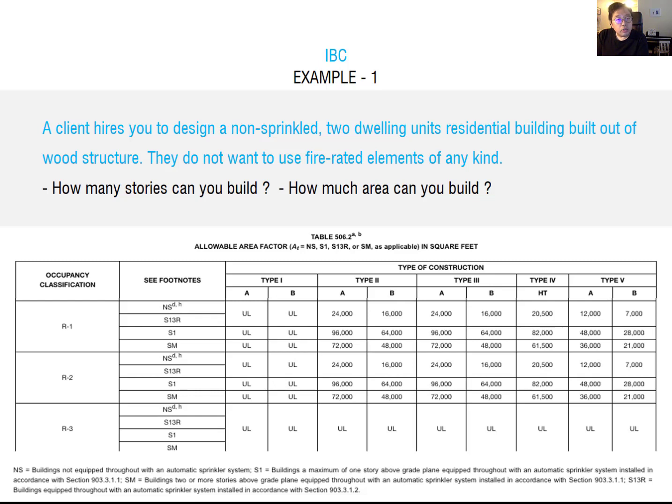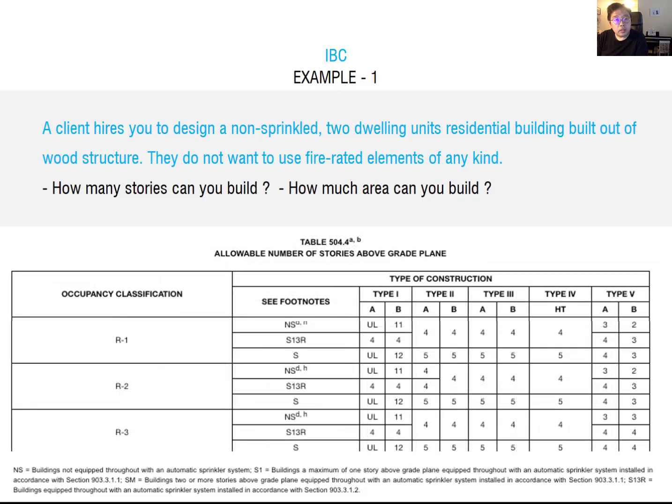So for your understanding, you can see these two tables to know the maximum allowable area and maximum allowable height. So table 506.2, you can find out the maximum allowable area, and you can see the table 504.4, you can find maximum allowable stories. Okay, so first you have to know some conditions from the client. It said two dwelling unit and non-sprinkler, and is built out of wood structure.